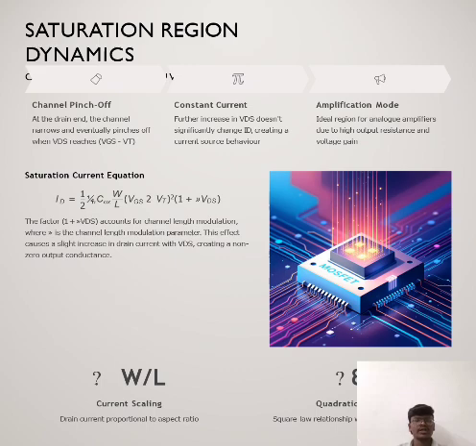Saturation current equation: ID equals 1 by 2 mu n Cox W by L (VGS minus VT) squared times (1 plus lambda VDS). The factor 1 plus lambda VDS accounts for channel length modulation, where lambda is the channel length modulation parameter. This effect causes a slight increase in drain current with VDS, creating a non-zero output conductance.